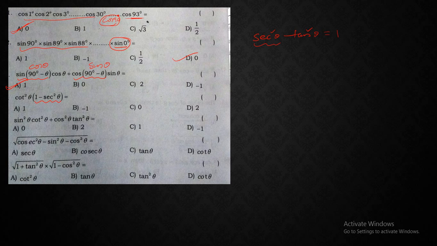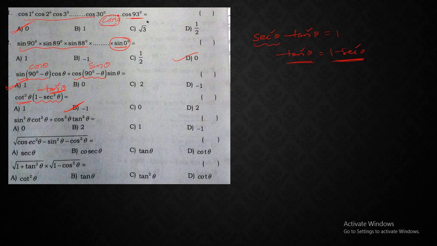If I transpose this secant square theta, then I can write minus tan square theta is equal to 1 minus secant square theta. So 1 minus secant square theta I can write as minus tan square theta. Then cot square theta into tan square theta is 1. So 1 into minus, so minus 1.